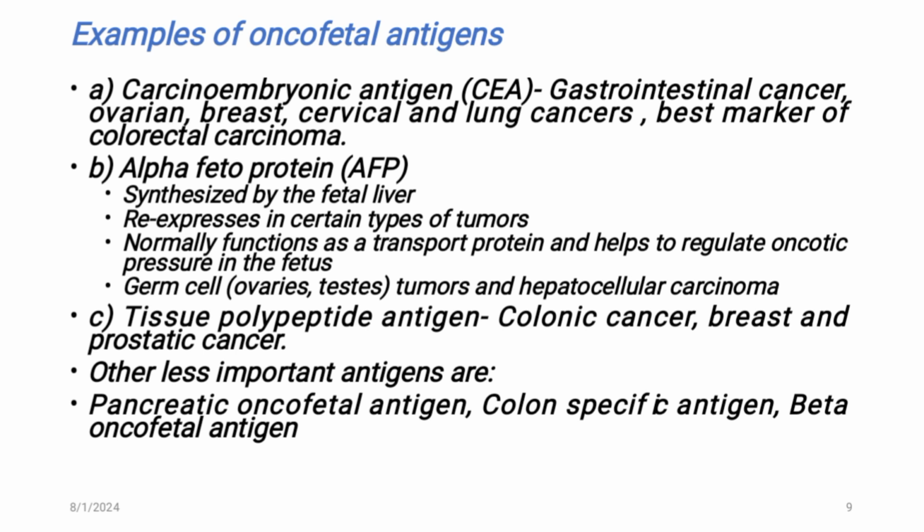The next is examples of oncofetal antigens. We have discussed what oncofetal antigens are, where they are present, and when they are increased in the body. So now the next is the examples of the oncofetal antigens. The first is the carcinoembryonic antigen, which is the tumor marker for these specific types of cancers in the body. These are gastrointestinal cancer, ovarian cancer, cervical and lung cancer, and it is the best marker of colorectal carcinoma.